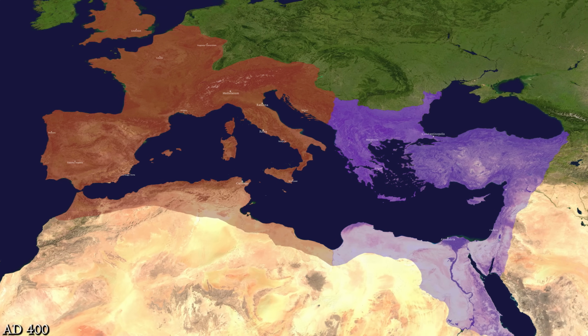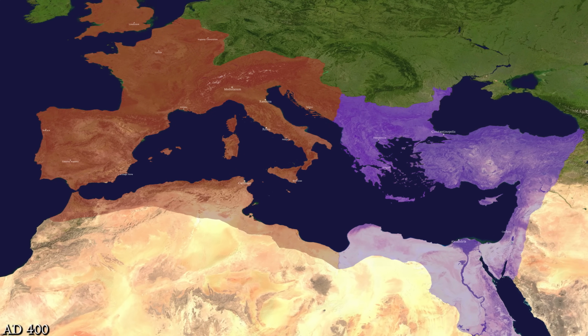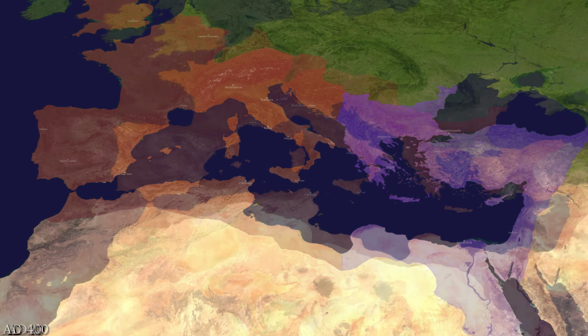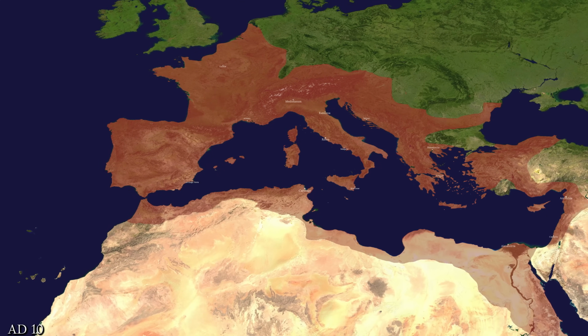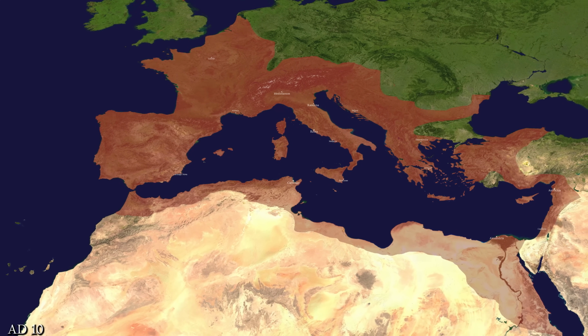So back to the population of the Roman Empire. Exact numbers are, as you no doubt can imagine, impossible to obtain, but there are some very good estimates as to how many people lived in the Roman Empire during the time of Augustus.